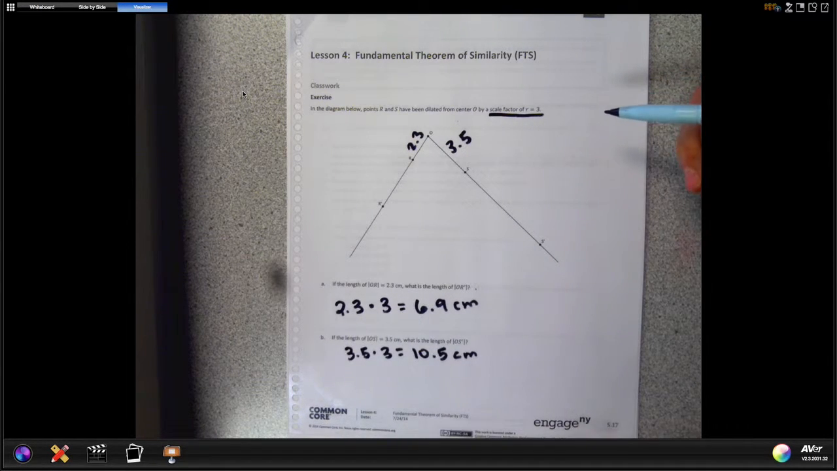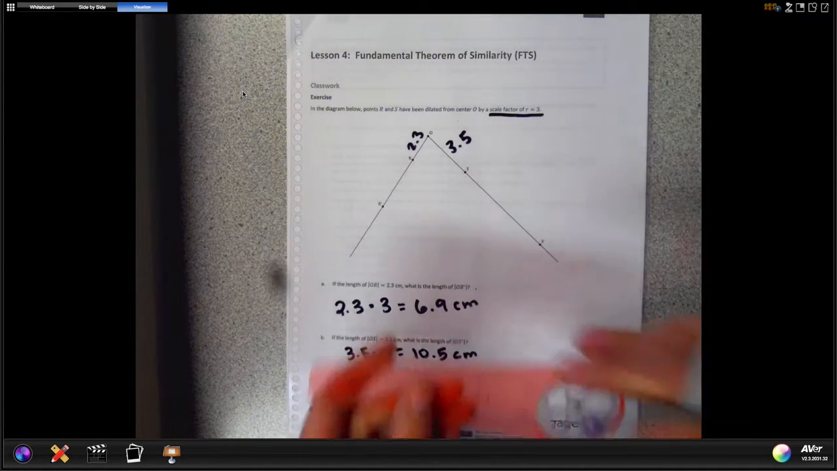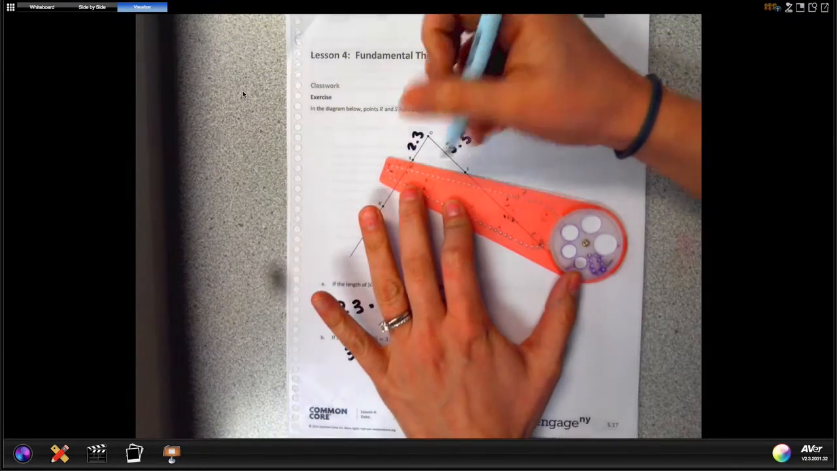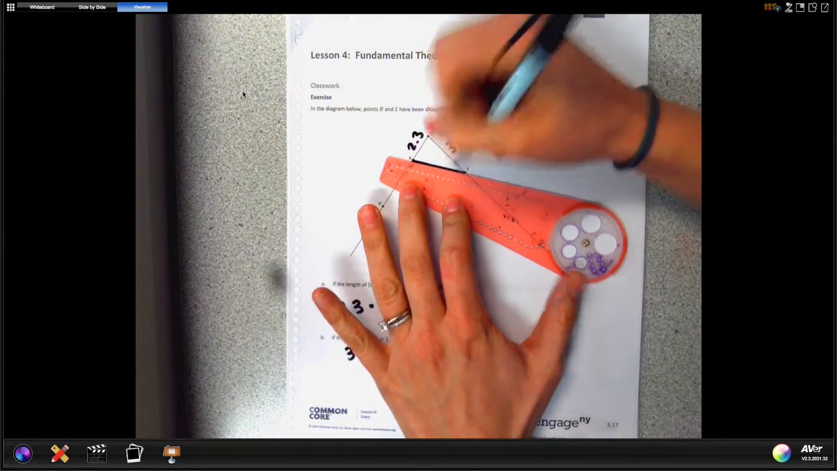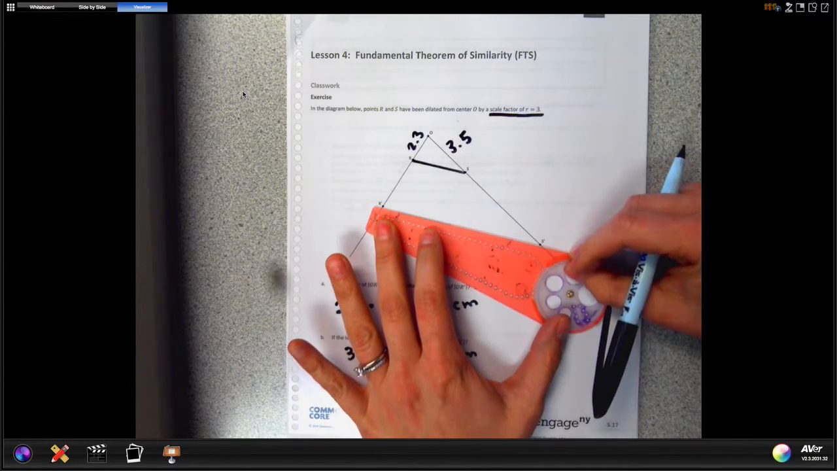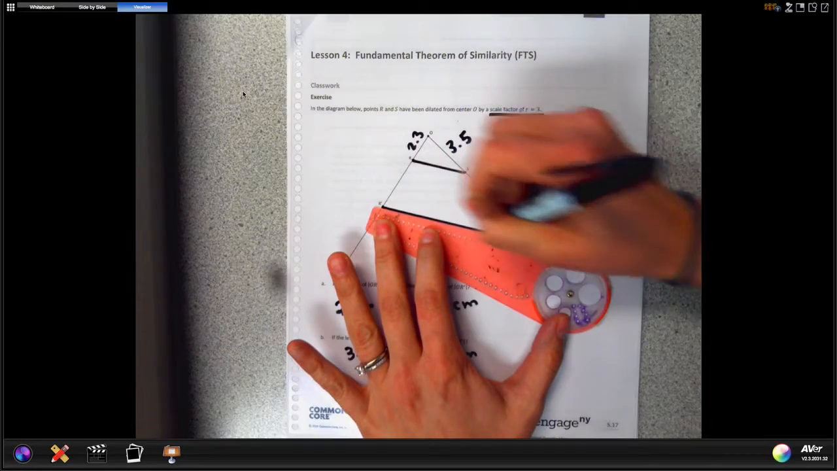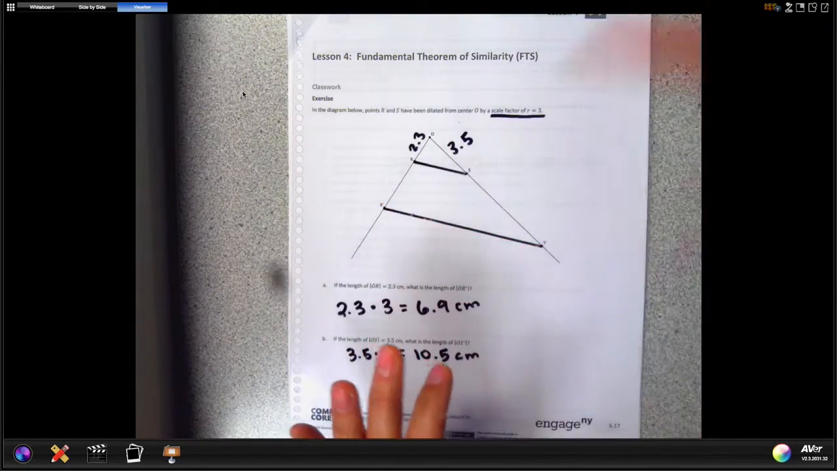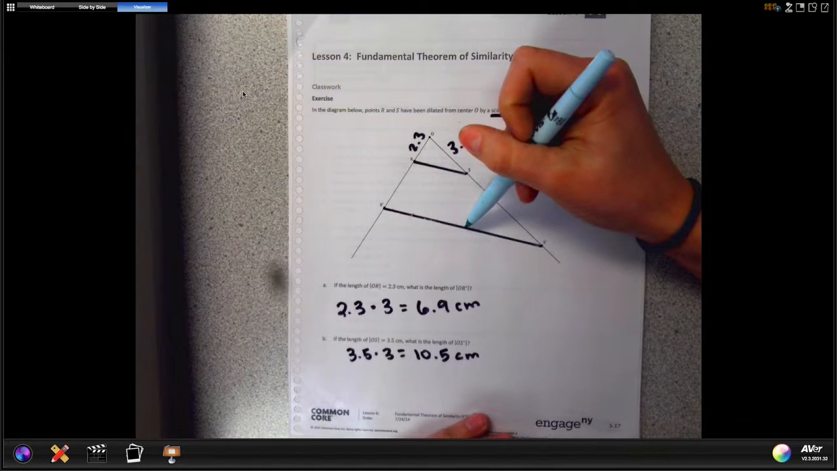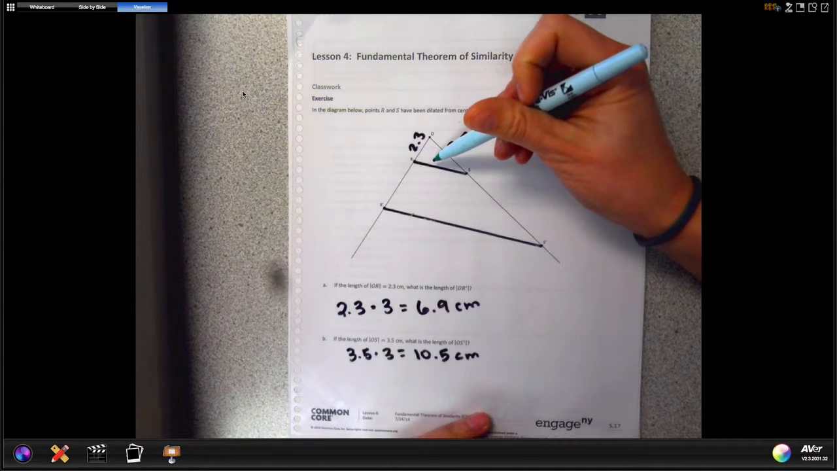It asks you some more questions about this, and one of them is what happens then when you connect R to S and R prime to S prime? Well, if we connect these using a straight edge, and it actually asks you to measure them on the next page, but for the sake of time here, we're just going to talk about them. What is the relationship then between this length, R prime S prime, and RS?